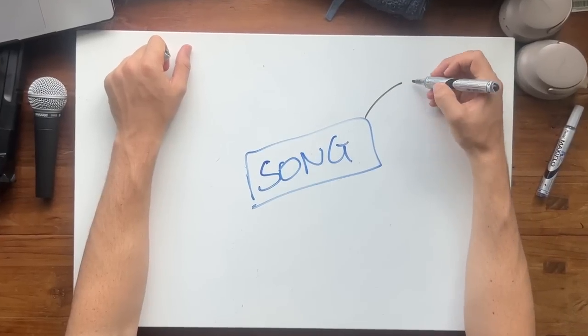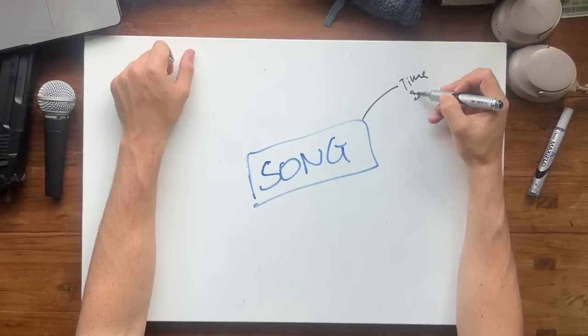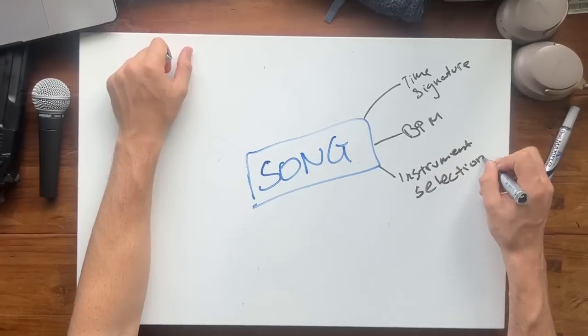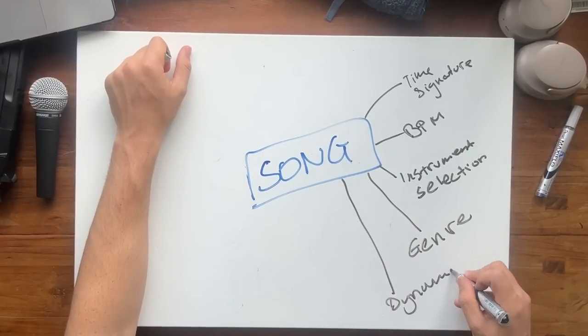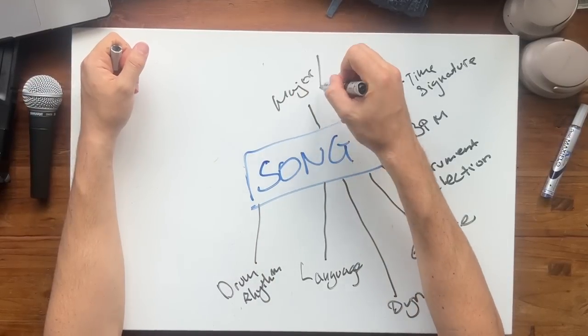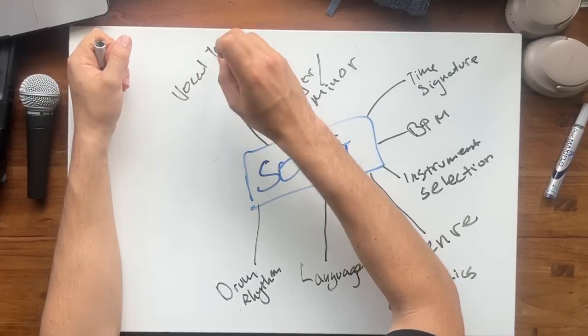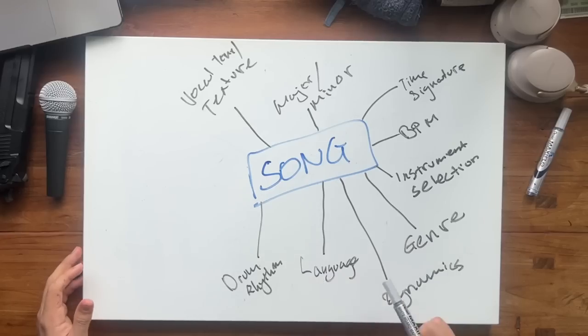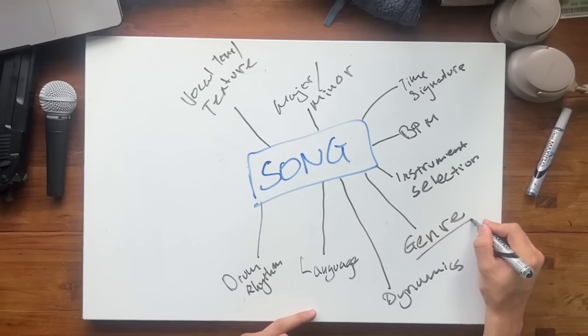So the different components of a song are time signature, BPM, instrument selection, genre, dynamics, language, drum rhythm, major or minor, vocal tone or texture, and we'll leave the space here for any other components that I can think of. But right off the bat, you have a bunch of things that you can alter to come up with completely different sounding songs. One of the most popular ways of creating new sounds is through genre or genre mixing.